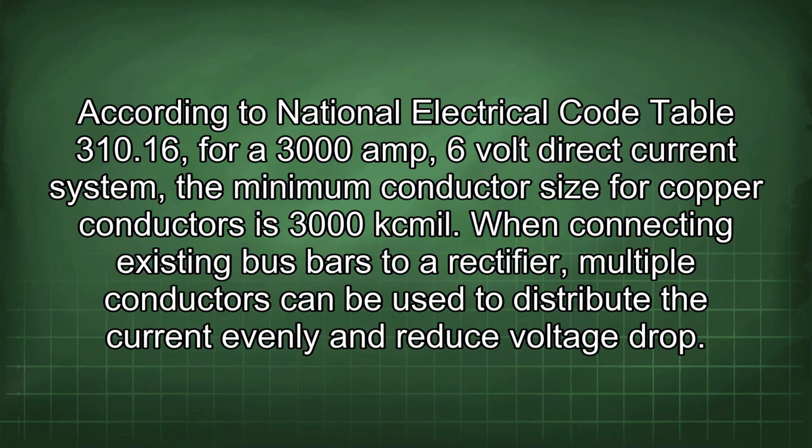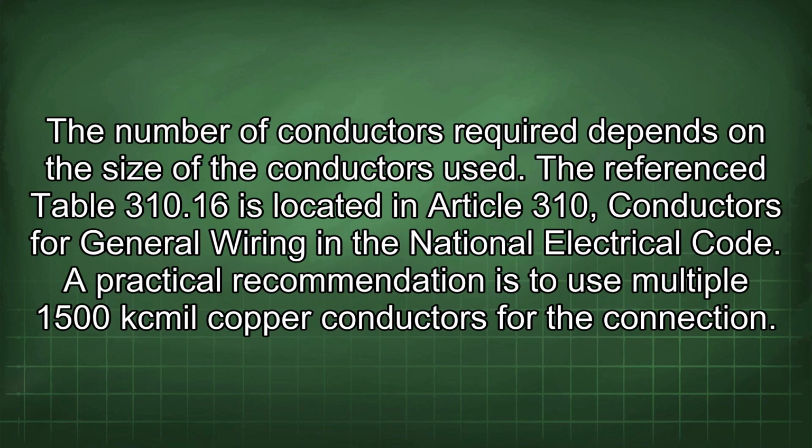According to National Electrical Code Table 310.16, for a 3000 amp 6-volt direct current system, the minimum conductor size for copper conductors is 3000 kcmil. When connecting existing bus bars to a rectifier, multiple conductors can be used to distribute the current evenly and reduce voltage drop. The number of conductors required depends on the size of the conductors used.